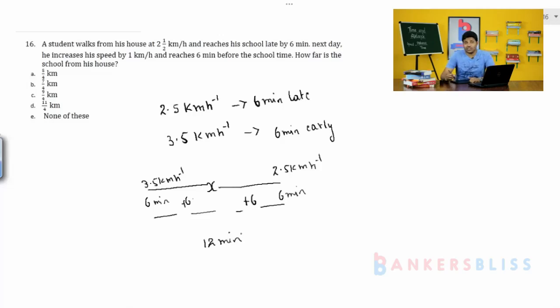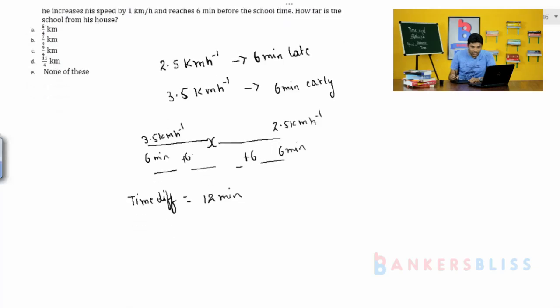See guys, this is a very important thing. In the first case 6 minutes late, in the second case 6 minutes early. So if you take the time difference between the first case and the second case, the time difference is equal to 12 minutes. So now we know the time difference. Time difference is equal to T1 minus T2.